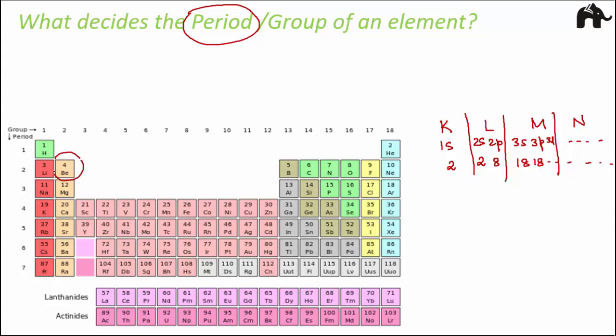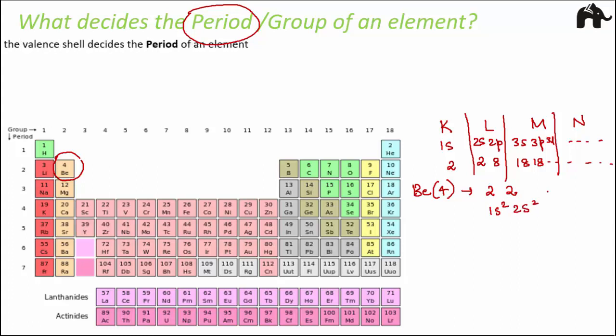Let's talk about beryllium. Beryllium has atomic number 4, right? If we have to write its configuration in terms of shells, we will write it as 2, 2. 2 electrons in the K shell and 2 in the L shell. If we have to write it in terms of subshells, it will be 1s2, 2s2.